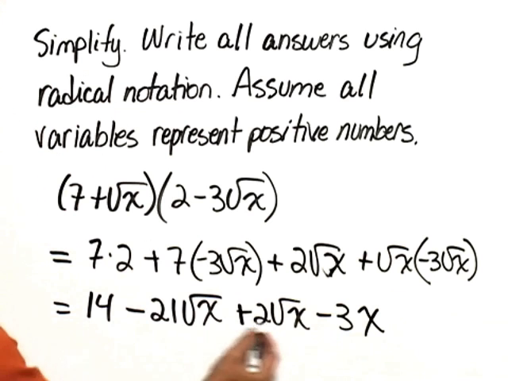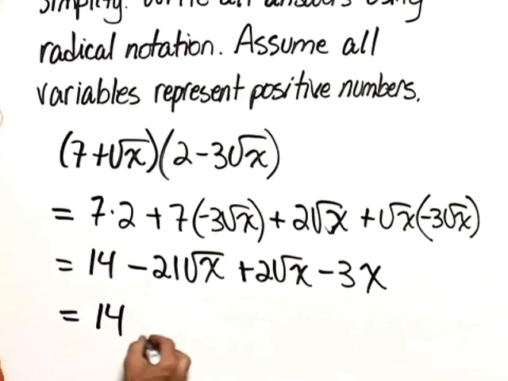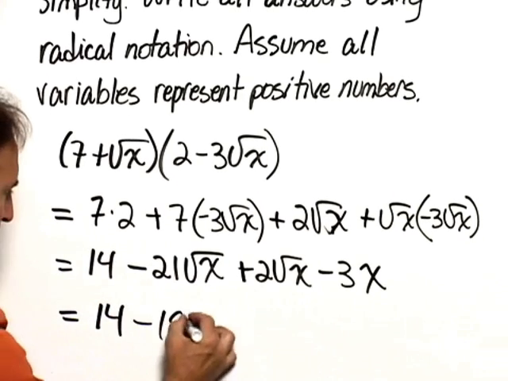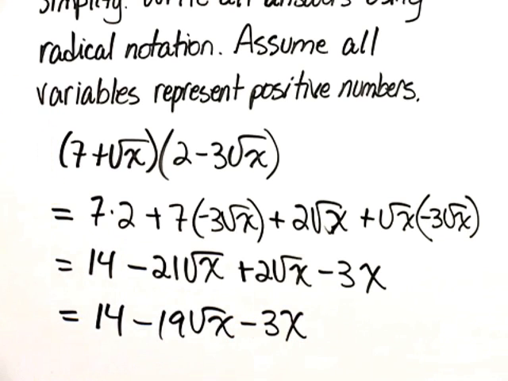We can combine these middle two terms, and so we would have 14 minus 19 square roots of x minus 3x.